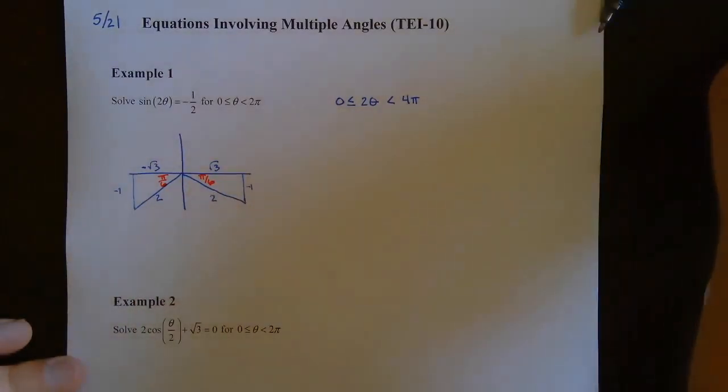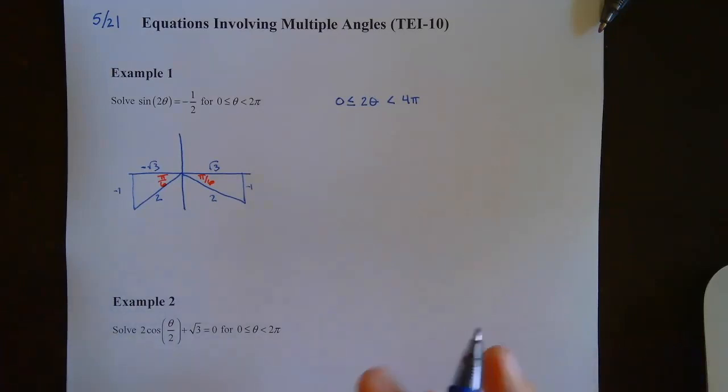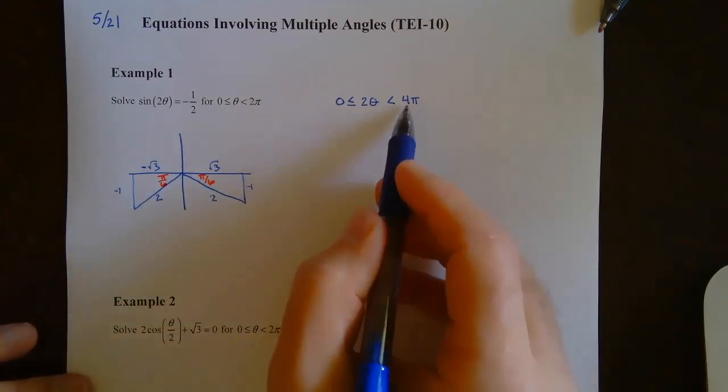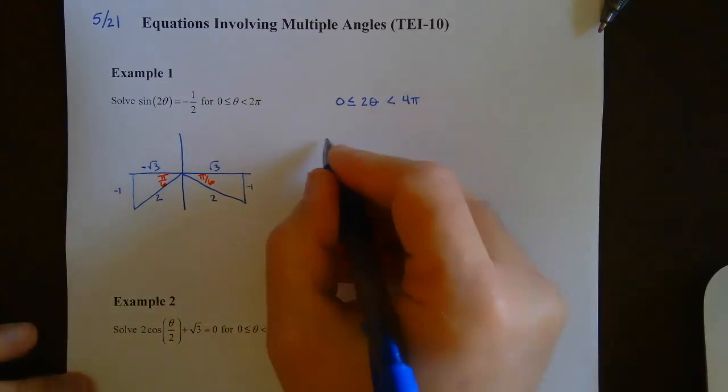So this is kind of like solving sine of theta is equal to negative 1/2. If we solve sine of theta is equal to negative 1/2, it'd only be these two angles, and we'd be done. But we're going to go to 4 pi, and it's not going to be theta, it's going to be 2 theta.